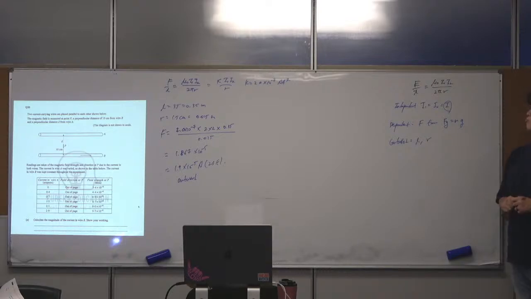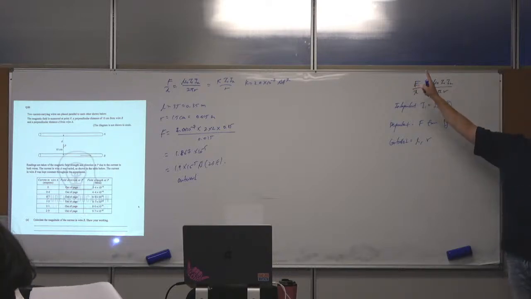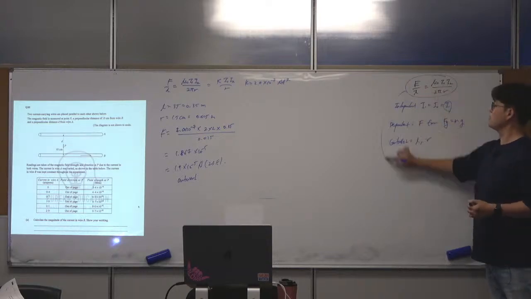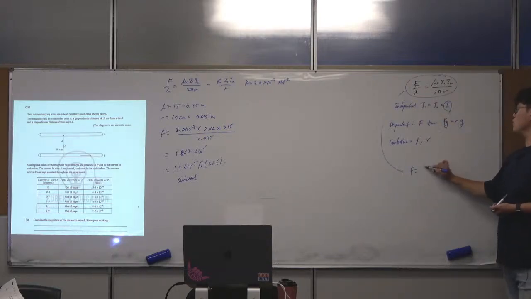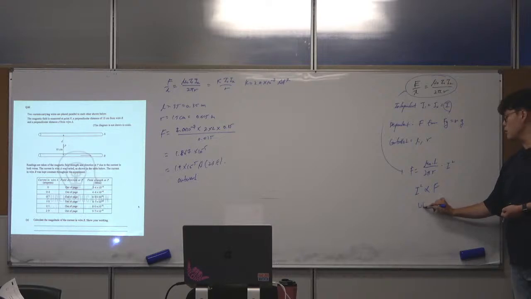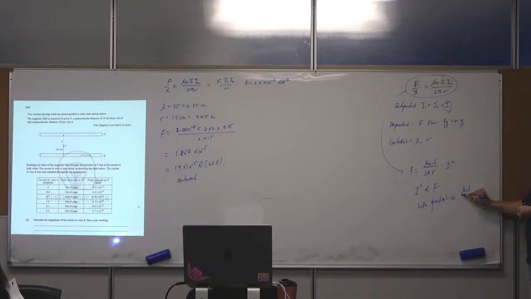Hypothesis, that would be what? Increase in the current would increase the force exerted. So they are directly proportional to each other. So I can just rearrange that into F equals mu naught times L over 2 pi R times I1 I2, or simply I squared. So what do you see? You will see that I squared will be directly proportional to the F, with the gradient of mu naught L over 2 pi R.